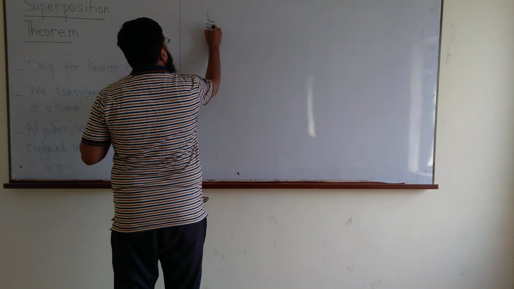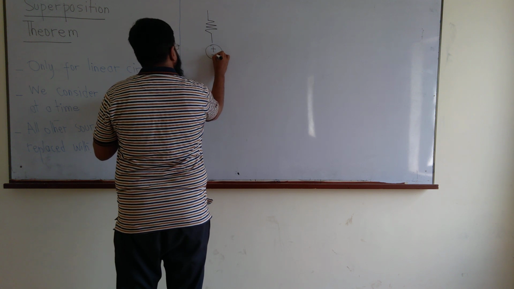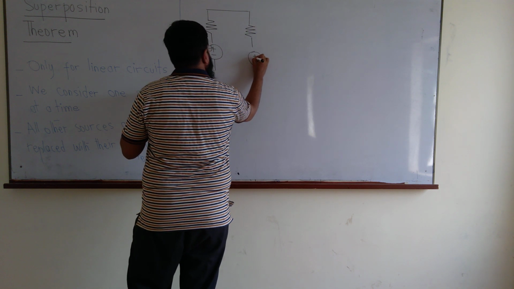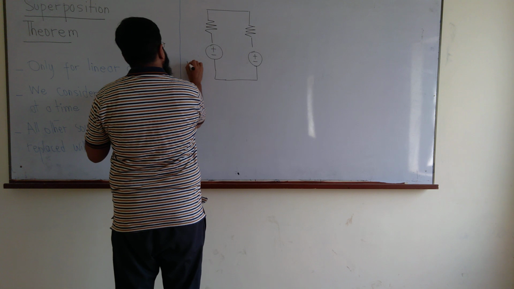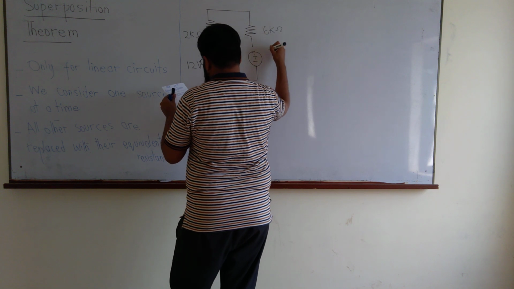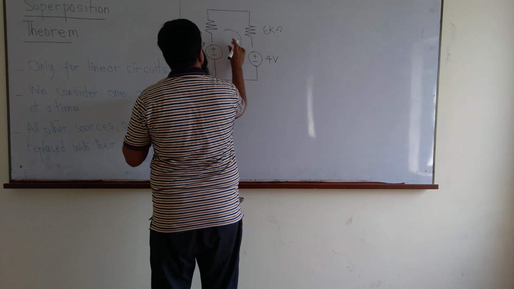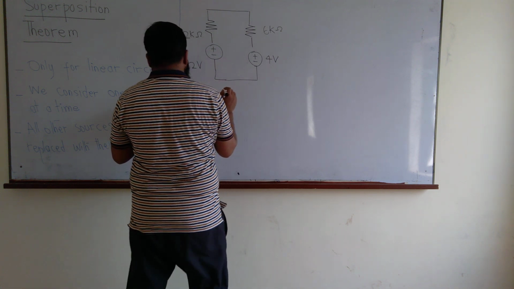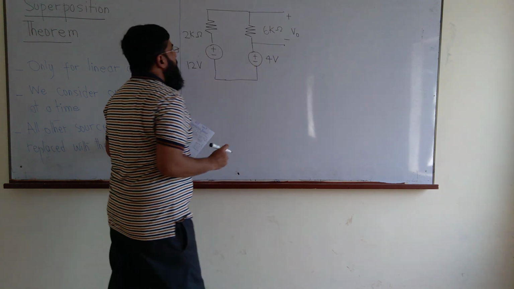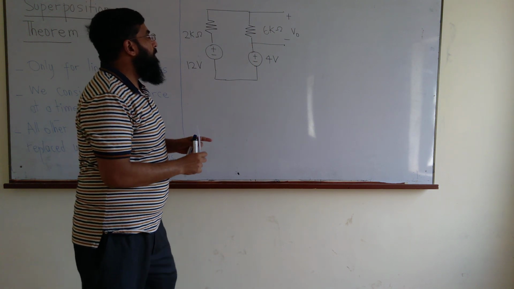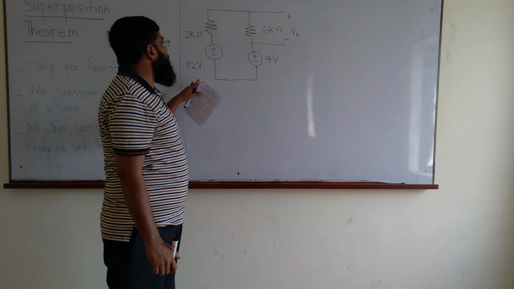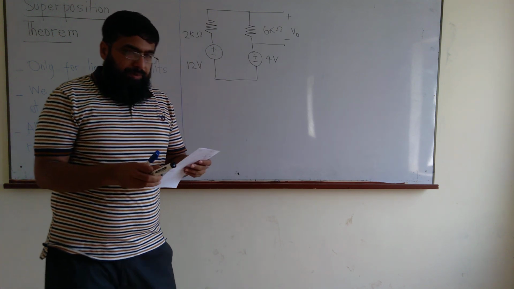We have this circuit. It's a single loop circuit where we are asked to find the voltage drop across this 6K resistor using the superposition theorem. You know there are two sources, this 4-volt source and a 12-volt source. We take one source at a time.